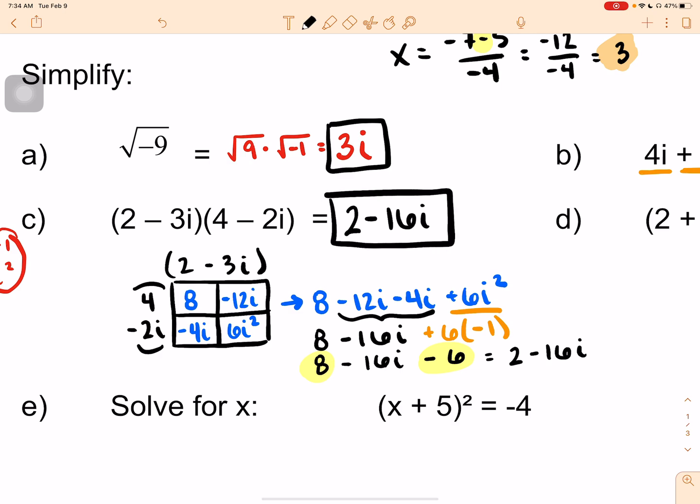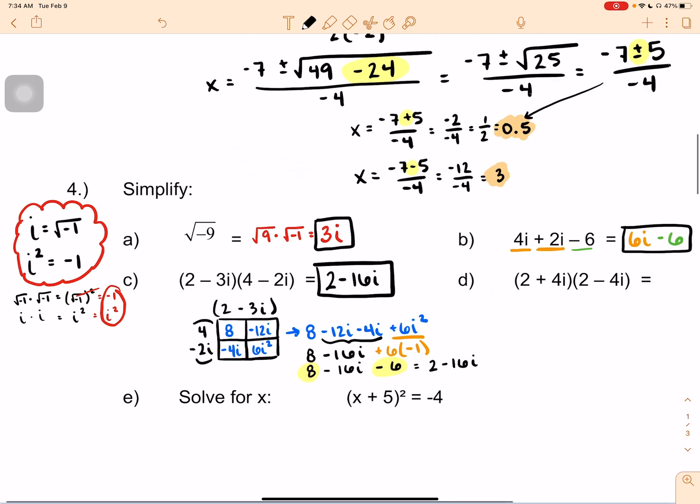That is as simple as we can go. I've seen some students try to change the I back to a square root of negative 1, but it's in simplest form once you have just a single I. Of course, the I squared, you would want to simplify that because we know it's equal to the integer negative 1.